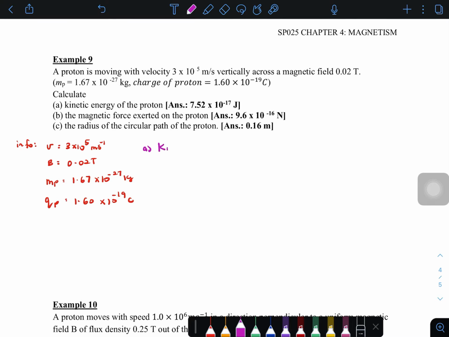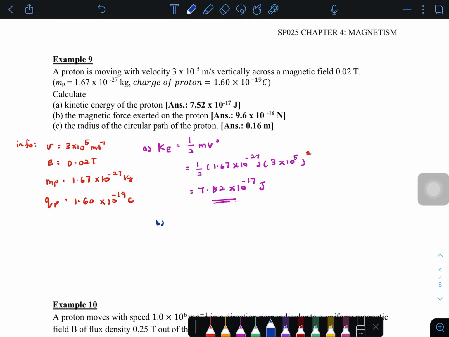Okay, the first question A, dia minta the kinetic energy. So we know that kinetic energy KE equals to half mv square. Okay, we just substitute the values. Half mass of the proton 1.67 negative 27, and the velocity is 3 exponent 5, and it is square. So ramai orang yang tertinggal square ni selalunya. So you calculate, you will get the kinetic energy is 7.52 exponent negative 17, and the unit for energy is joule. Right, it's very straightforward.